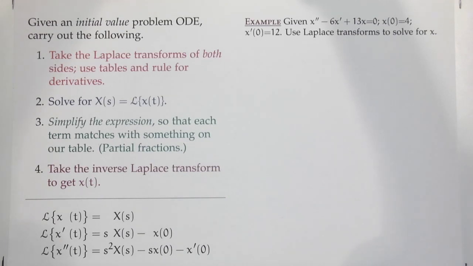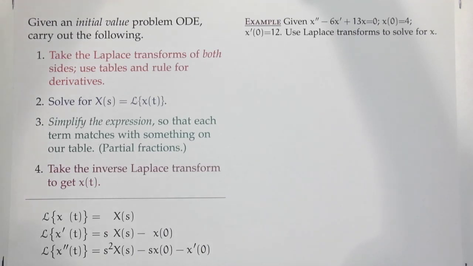It has to look like something on our table, which often means we have to pull things apart. Our big tool for pulling things apart, especially when we have lots of things in the denominators, which is what's going to be showing up, is partial fractions. So that's our big topic for today, partial fractions. But really, we also want to make sure we understand this process. So we'll start with a relatively clean example.